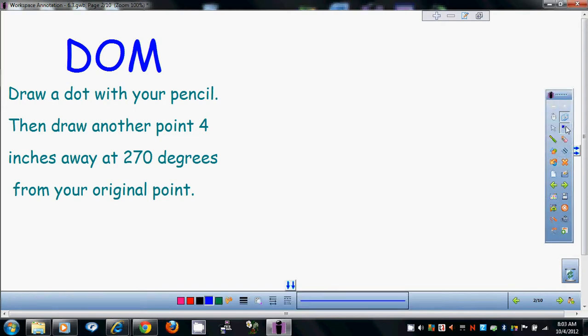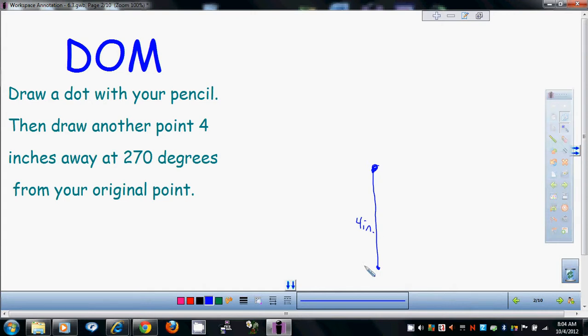Hopefully what you drew looks like this. A dot, and then approximately, now this doesn't have to be exact, 4 inches. What did I say, 4 inches? Yeah. 270 degrees is here on the unit circle. So that should have been roughly what you drew.